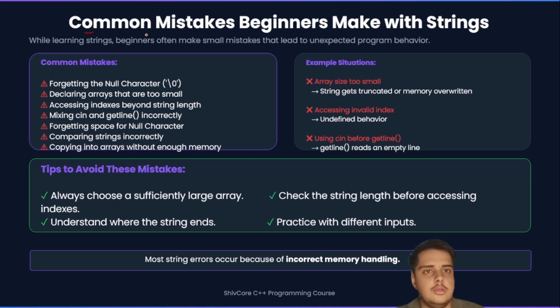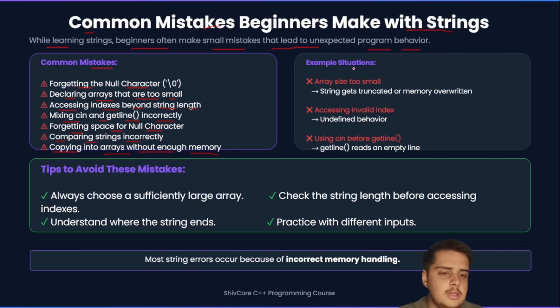So, some common mistakes beginners make with strings. While learning strings, beginners often make small mistakes that lead to unexpected program behavior, like forgetting the null character, declaring arrays that are too small, accessing indexes beyond the string length, or mixing cin and getline incorrectly. You can also say forgetting space for the null character, comparing strings incorrectly, or copying into arrays without enough memory.